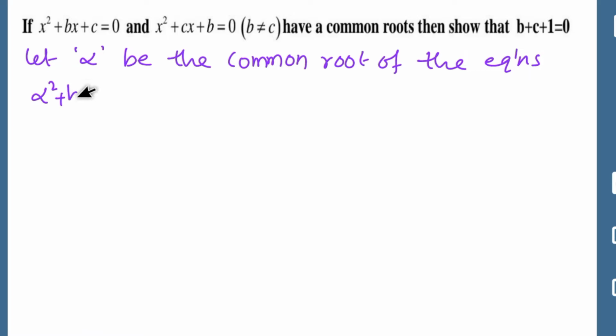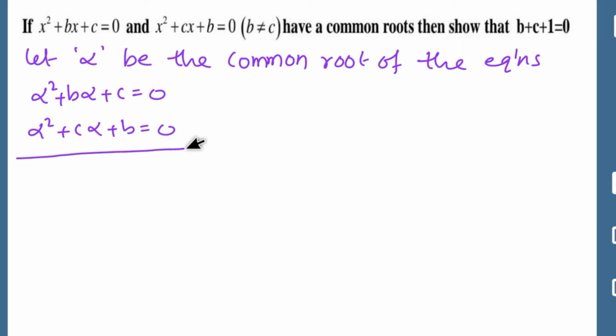Alpha square plus b alpha plus c equals 0. Alpha is also a root of the second one. So alpha square plus c alpha plus b equals 0. Now do the subtraction. Minus, minus, minus. So b alpha minus c alpha plus c minus b equals 0.